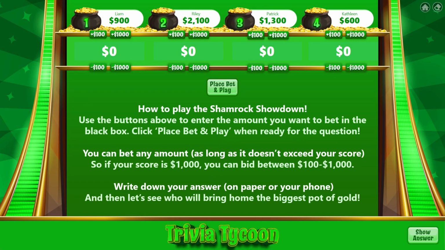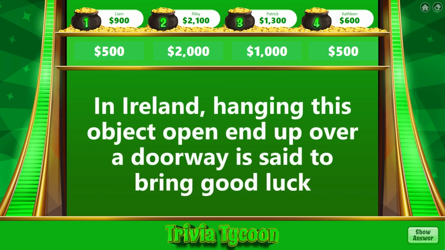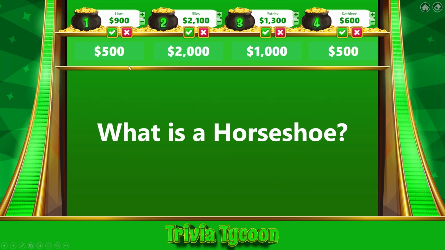You can enter the bet for each player using the 100 and 1,000 buttons to go up or down, and then click Place Bet and Play to show the question and start the timer. For this question, players should write down their answer on paper or their phone rather than calling out the answer. Once the time runs out, check each player's answer and click on correct if they got it or wrong if they didn't, and the amount they bet will be added or subtracted from their score.